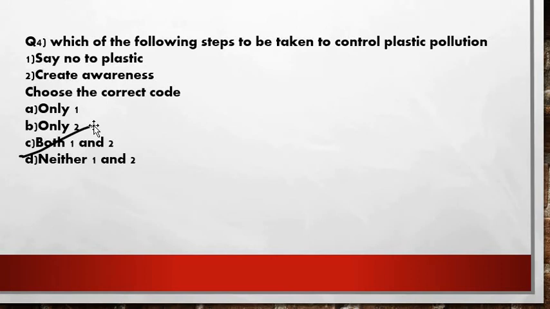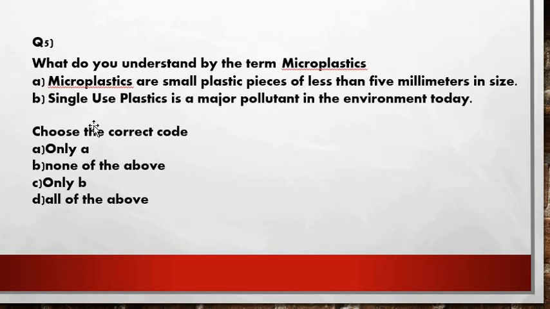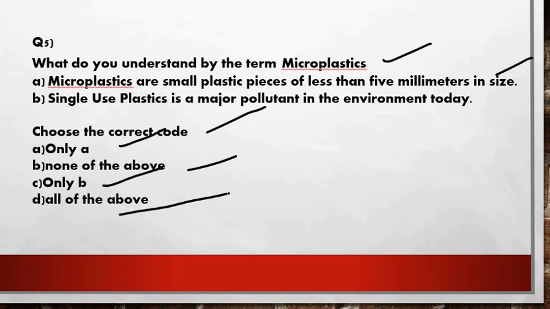Next we see the fifth question: what do you understand by the term microplastic? Microplastics are small plastic pieces of less than 5 millimeters in size. The second statement says single-use plastic is a major pollutant in the environment today. Choose the correct answer: only A, none of the above, only B, or all of the above, that is A and B. So the answer will be D, because these are small plastics of less than 5 millimeters in size.